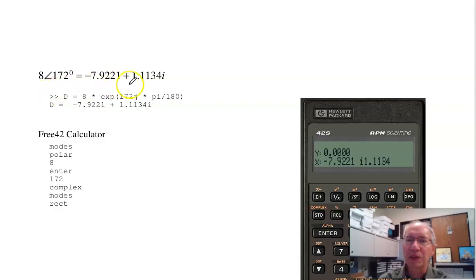And 8 at 172 degrees is, here's 8, here's 0, 90, 180. So this is 8 at plus 172 degrees. That's minus 7.9 in x, 1.13 in y.